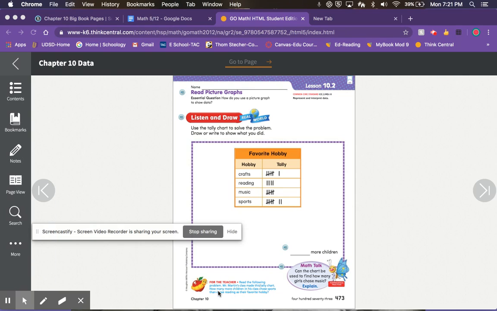How many more means that you're going to do what? Do we add them together? Do we subtract them? How many more means subtract, because sports is more than reading. This has 7 and this has 4. So your answer would be 7 minus 4 equals 3. Here's your math talk. Can the chart be used to find how many girls chose music? Are we able to tell how many girls versus boys are listed up here? The answer is no, it can only tell how many kids in all voted. We're not able to tell girls versus boys.